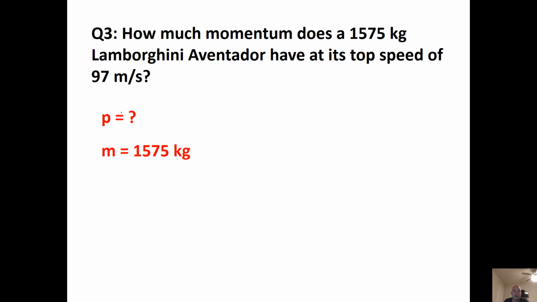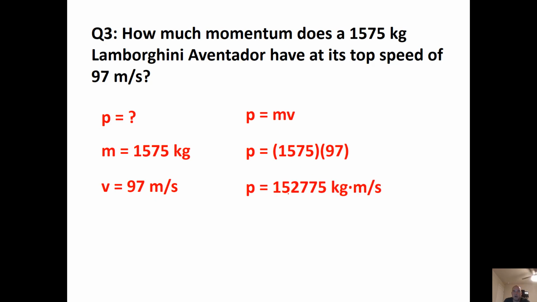So let's just straight up write down the variables. It's asking you for momentum, they give you mass, they give you velocity, and you're just going to multiply those together in that equation, and you get 152,775 kilograms times meters per second, and we can put that in scientific notation as 1.5 times 10 to the 5th kilograms times meters per second.